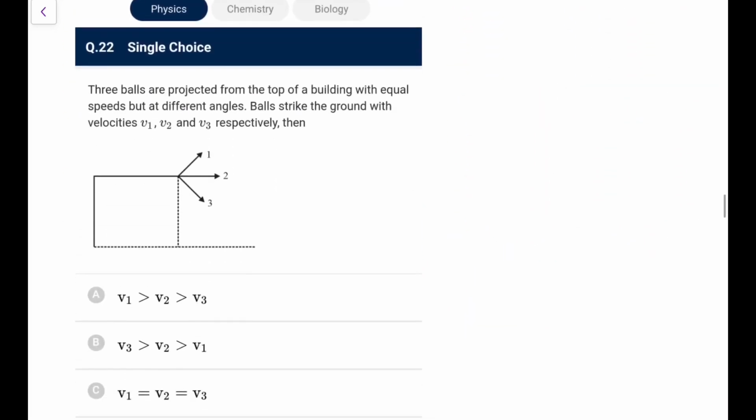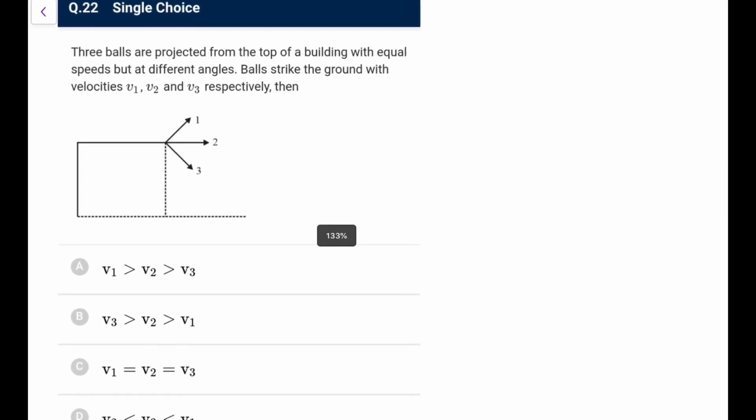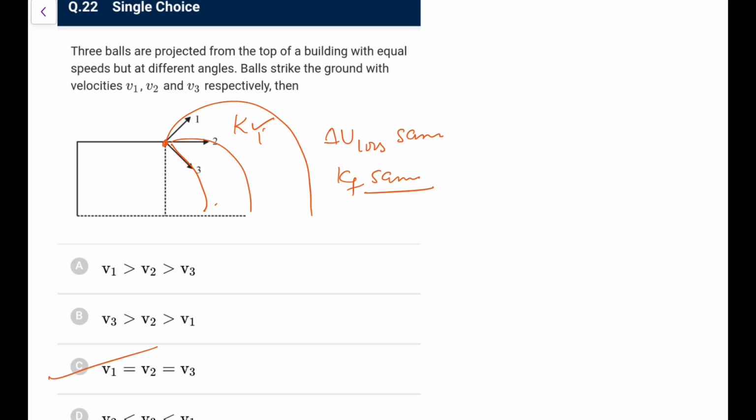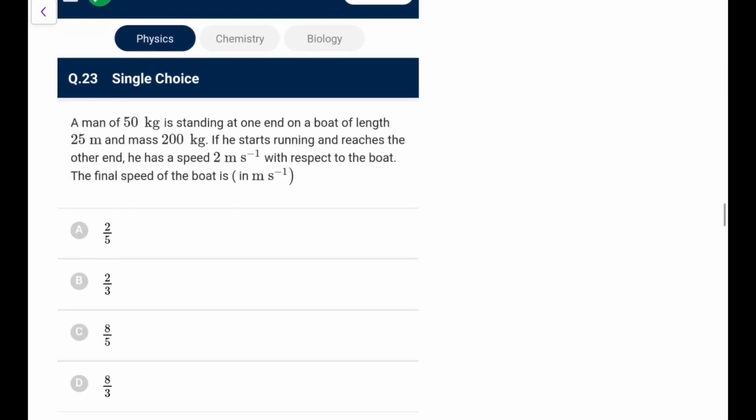Next one. 3 balls are projected from the top of a building with equal speed but at different angles. Balls strike the ground with velocities v1, v2, v3 respectively. It should be speed as per the question. You can see now at this point K is same, and as they go the height descended will be same. Loss in potential energy is going to be same. K initial is same, so K final is going to be same. So final speeds will also be same because all have gained the equal amount of kinetic energy. Initial was same, so final will be same. So it's a very common question you all have done.